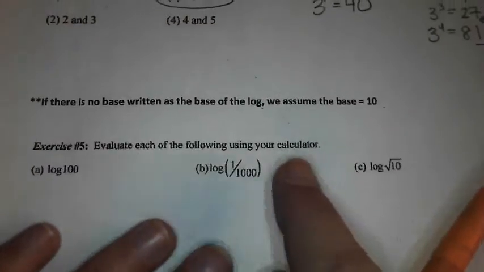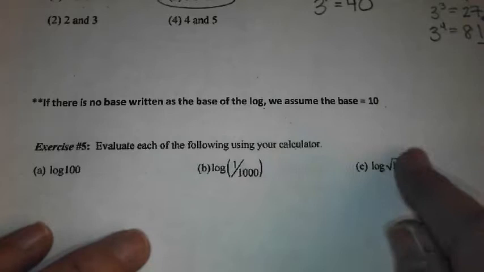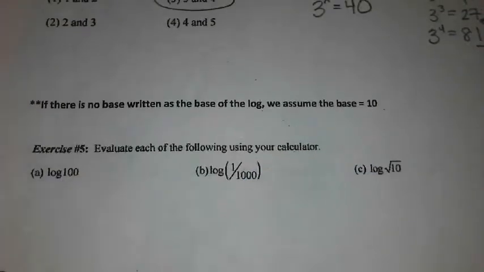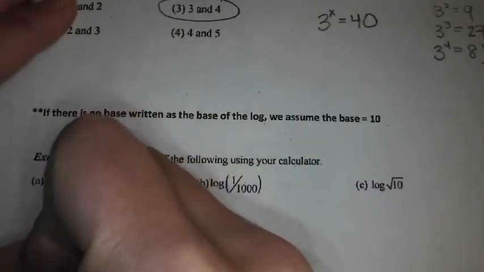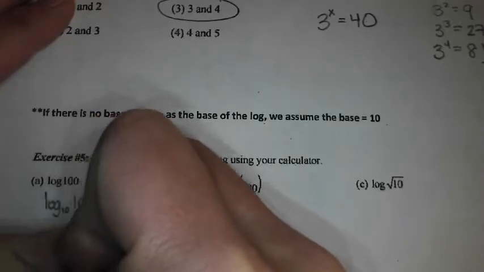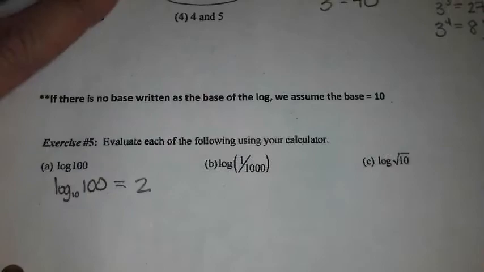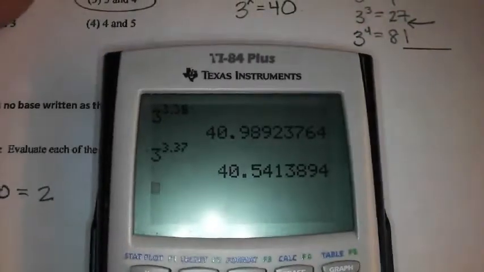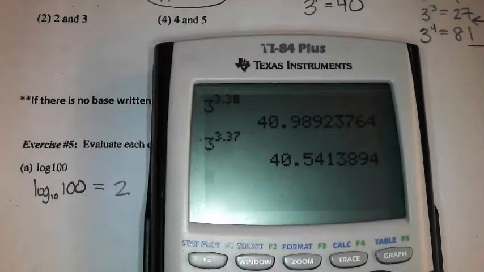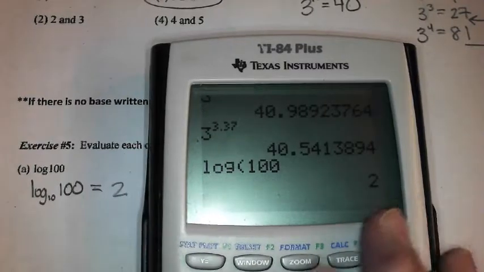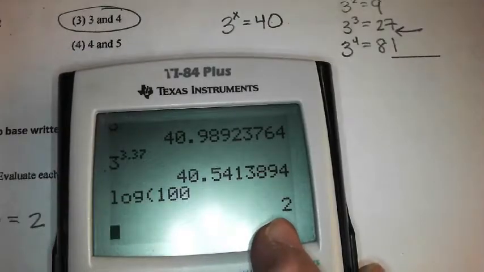This is where I tell you, if there is no base written, we assume the base is 10. So if you just see log of 100, that is technically log base 10 of 100. So 10 to what power is 100? 2. So this is where your calculator can be used. If I just type in log 100, it's going to give me 2 because it processes the base is 10 as well.